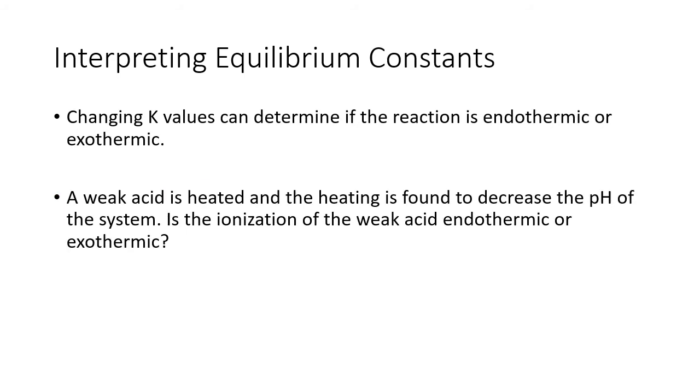Changing K values can determine if a reaction is endothermic or exothermic. Okay, so let's have a look. A weak acid is heated, and the heating is found to decrease the pH of the system. Is the ionization of the weak acid endothermic or exothermic? So let's have a look. Heated decreases the pH. So a decrease in pH, that means that you have more acid.